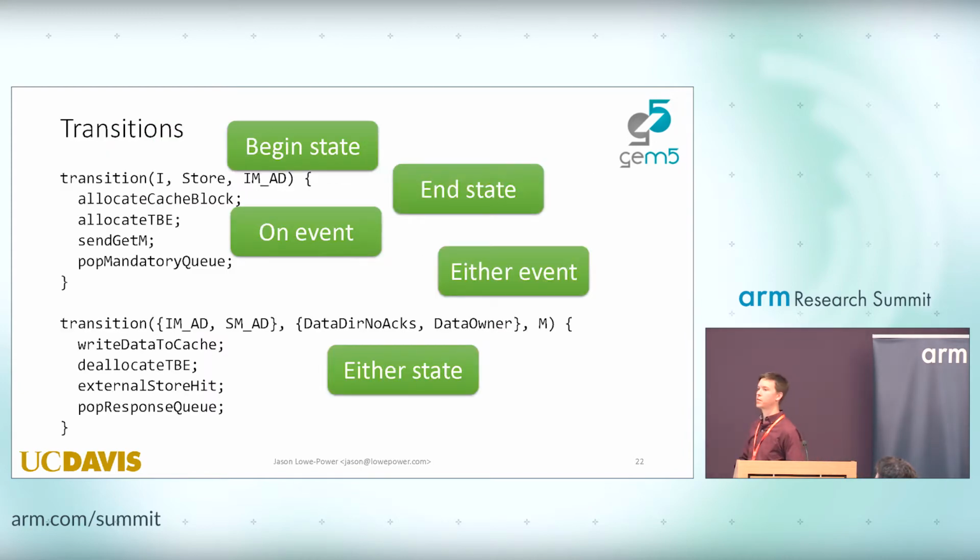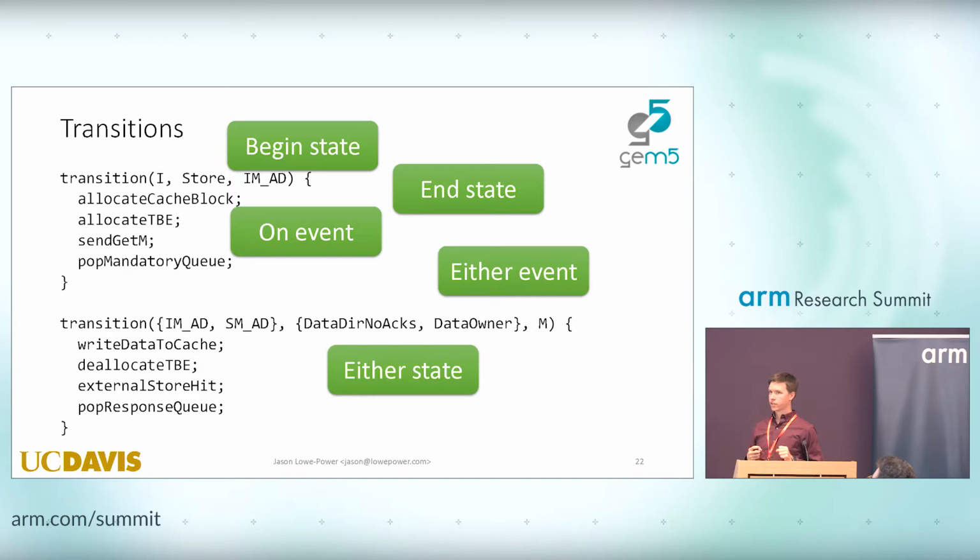Then finally, you have probably the most important part, and honestly the easiest part of your protocol, which is the transitions. So for instance, this is transitioning. If you're in the state invalid and you get a store event, then transition to the state IM_AD, so going to modified, waiting for both acks and data. And then perform these 4 actions. So each action is like one thing that you do, and it always does that one thing precisely. And if you need to, say, have an if condition in an action, that probably means you should have had 2 events and have 2 different events and 2 different transitions.